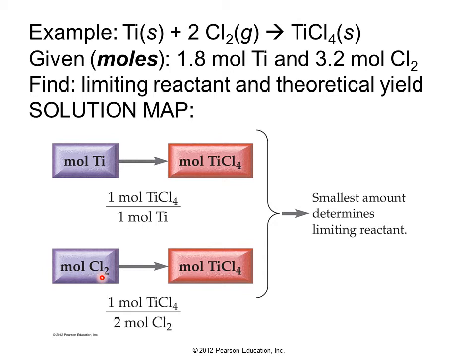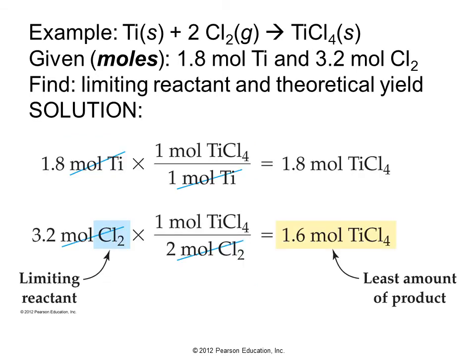Or we take our moles of chlorine given and convert it, then we compare the two, and whichever is smaller is the limiting reactant. Here's this calculation. If we start with 1.8 moles of titanium, we get 1.8 moles of titanium chloride. If we start with 3.2 moles of chlorine, we get 1.6 moles of titanium chloride. This is the least amount of product produced, and therefore this is the limiting reactant. We run out when we reach this amount. We don't have enough chlorine to make this amount.